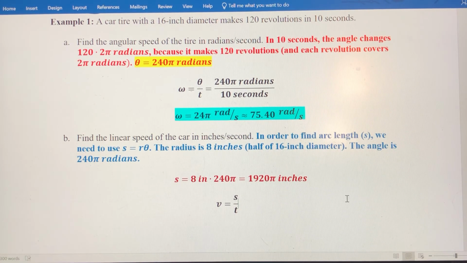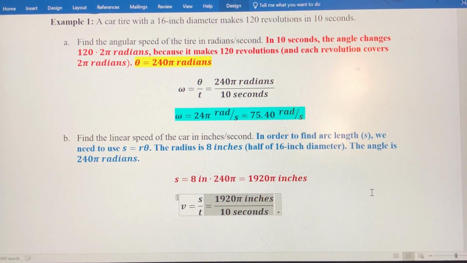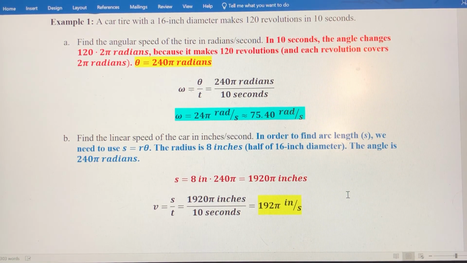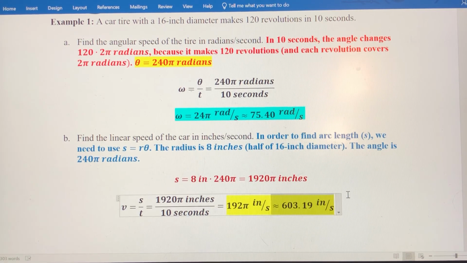Using our formula, we just calculated arc length. We're going to substitute that in for S. Again, in my problem here, we're dealing with a time of 10 seconds. So the linear speed of this tire is going to be 192 pi inches per second, which is approximately 603.19 inches per second.